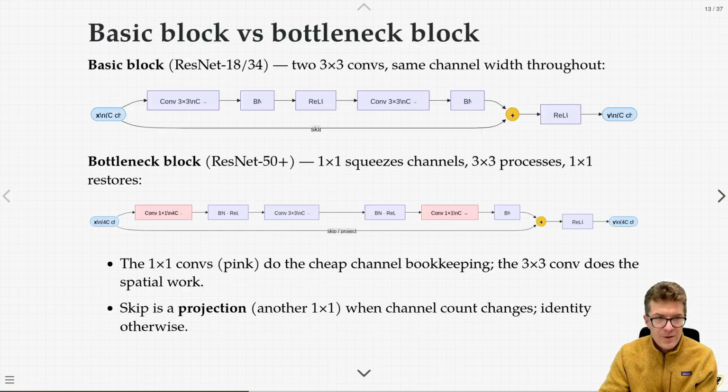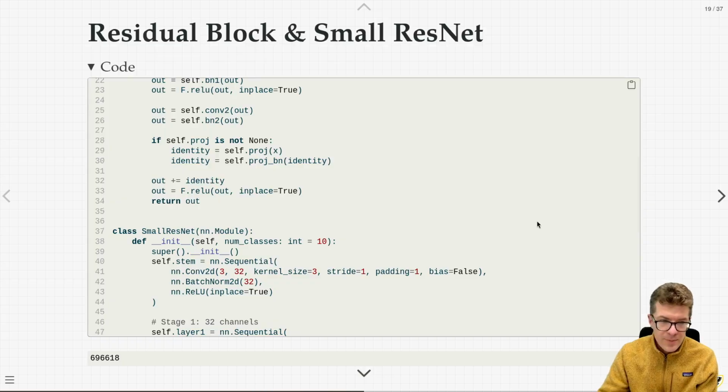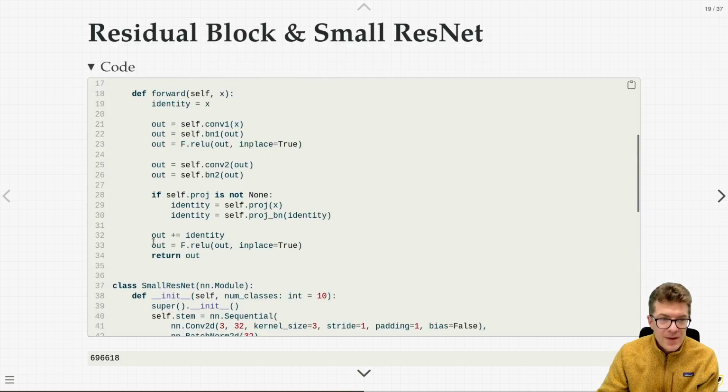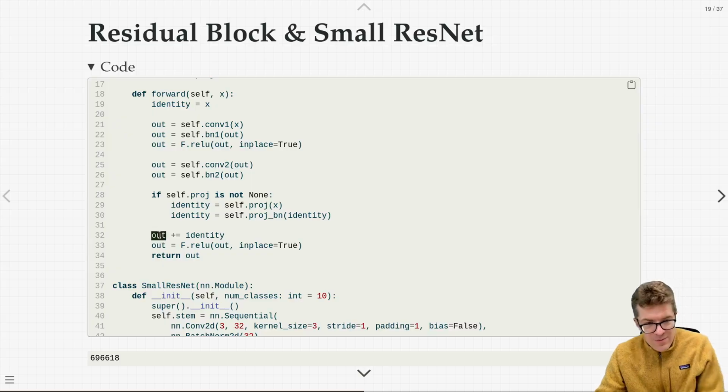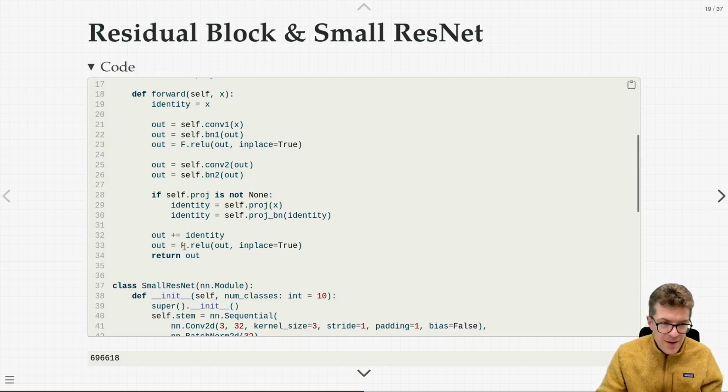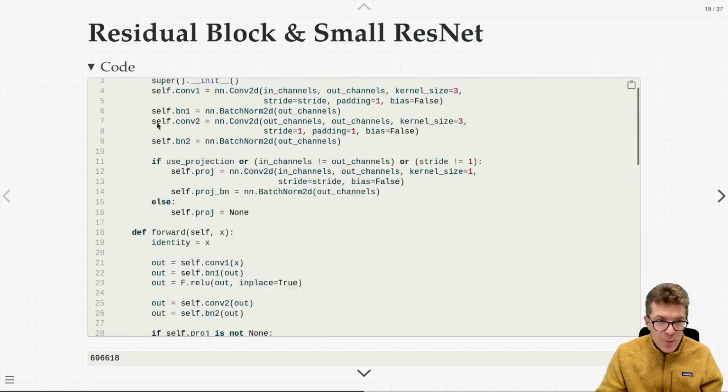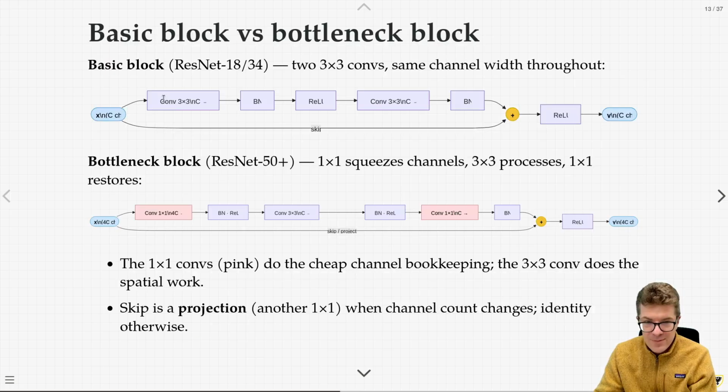I don't need to do this, but I'll do it anyway. This add over here, this little plus, is what we're doing. With this little plus, we're adding our complicated block to the identity. This is passed through a ReLU, and this is the output of our basic block. This is the output of this entire block down here. So we're actually implementing a ResNet from scratch here. Let's make that clear.